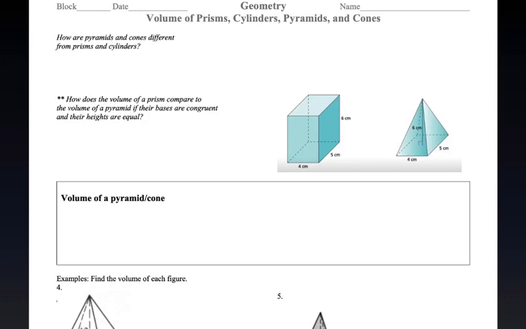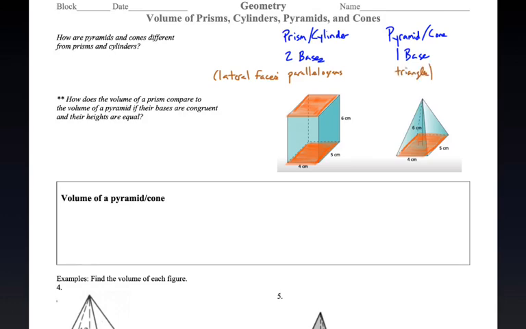Moving on to pyramids and cones. Let's look at the difference between a prism and a cylinder. Well, there are two bases in a prism or cylinder. In a pyramid or cone, there's one. That's the biggest difference. Then there are the lateral faces, which we're not really going to talk about in this lesson, but I'm just throwing this out there. The lateral faces, the other sides, are parallelograms here. They're triangles in a pyramid or cone.